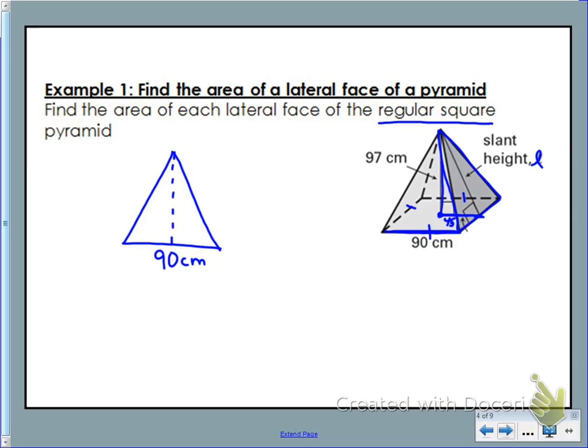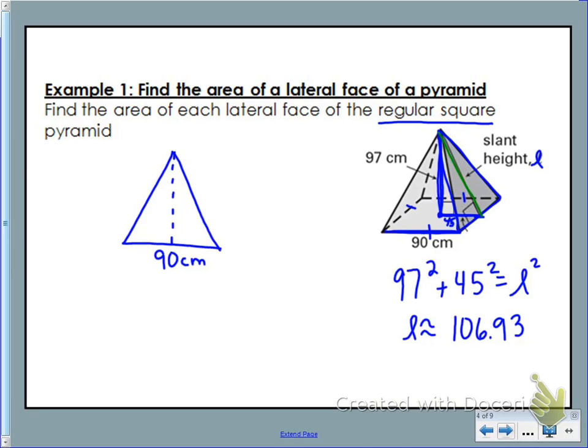So what we're going to do is use the Pythagorean theorem using this 97 centimeter height, the 45 centimeter base of the triangle, and then we're going to use that to find the slant height, which is this measurement here. So 97 squared plus 45 squared is equal to the slant height squared. Go ahead and pause the video to find the slant height. Alright, you should have found that the slant height is about 106.93 units. If you did not, just make sure you combined your like terms correctly and that you square rooted to find L rather than the quantity squared.